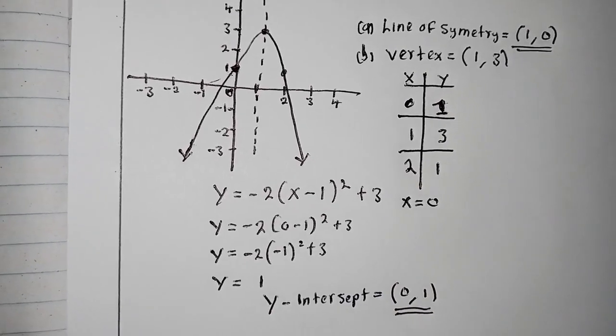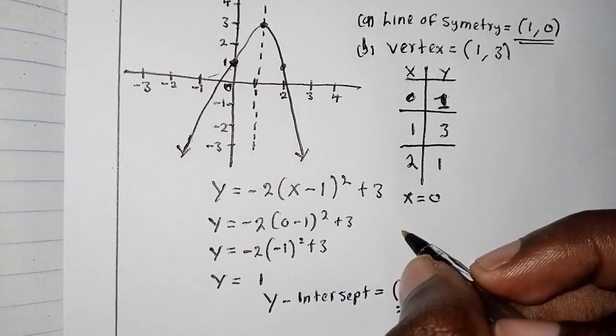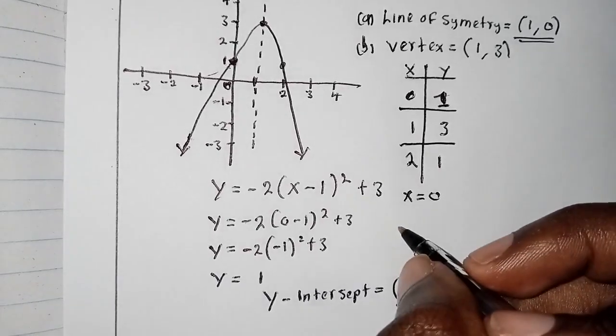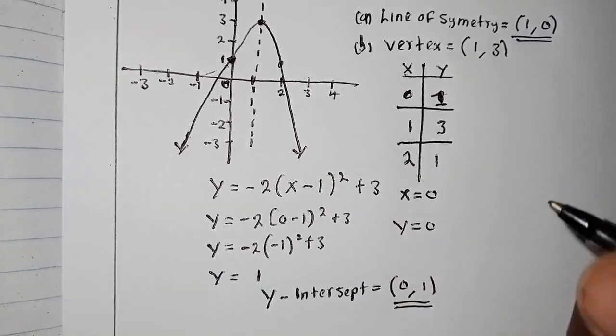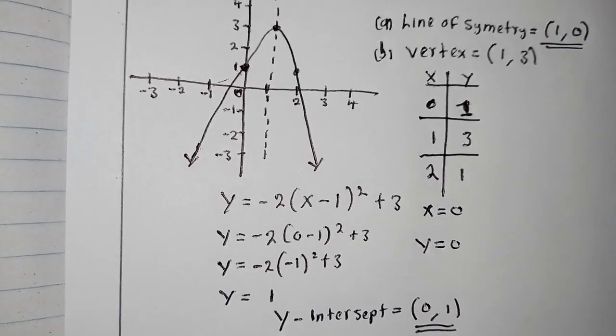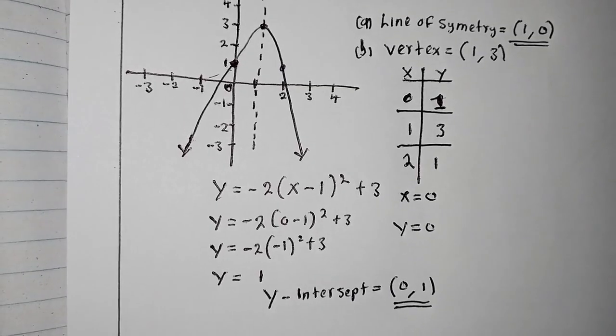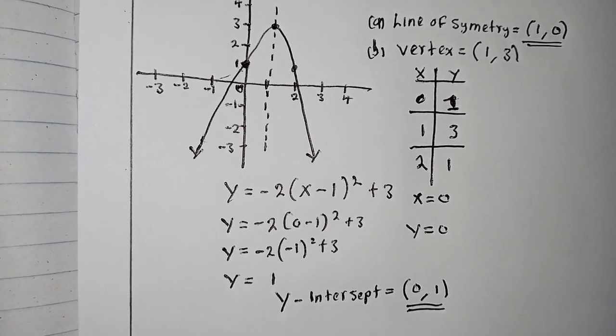For the x-intercept, if you want to find the x-intercept, then make y equals 0 and calculate. Whatever you find is the x-intercept. We go to the next question.